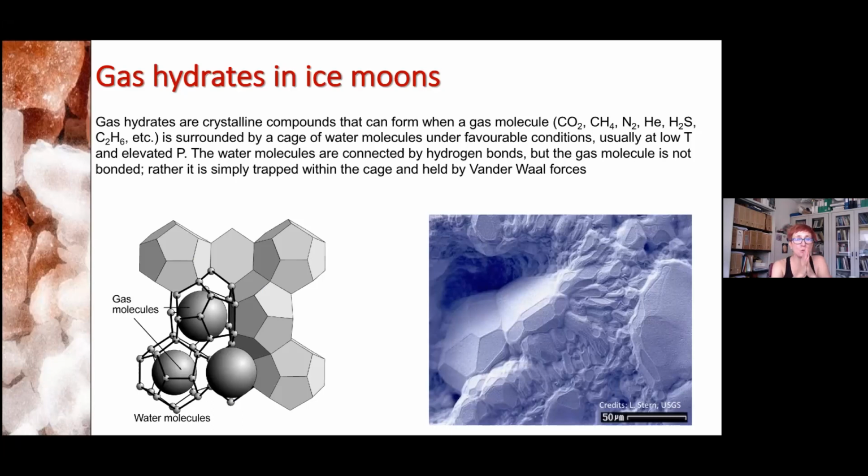For those of you who are not familiar with these ices, as you can read here, gas hydrates are crystalline compounds that can form when a gas molecule, like carbon dioxide or methane or nitrogen, is surrounded by a cage of water molecules under favorable conditions, mainly low temperatures and elevated pressures. So in some way, they are like filled ice.